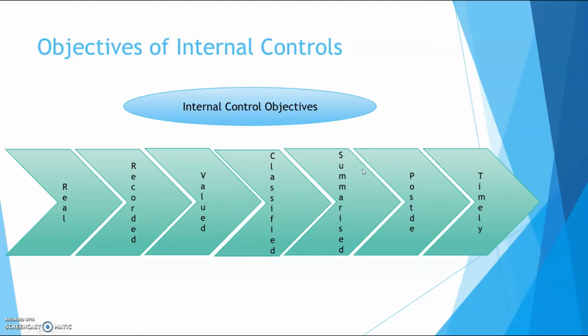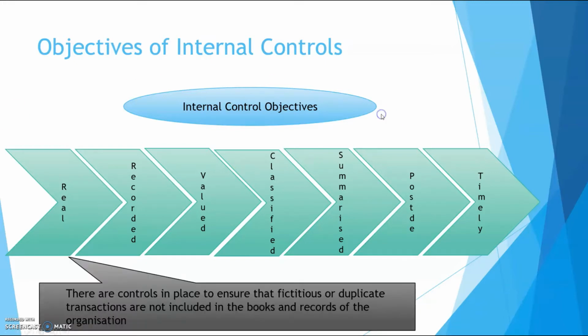So what are the objectives of internal controls? There are 7 objectives of internal control, being real, recorded, valued, classified, summarized, posted, and timely. And we're just going to run through the definitions of these different objectives.